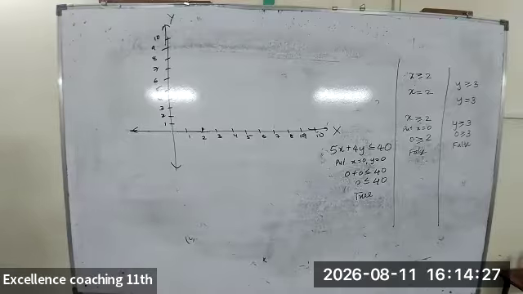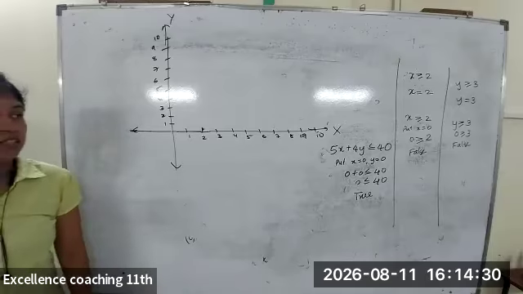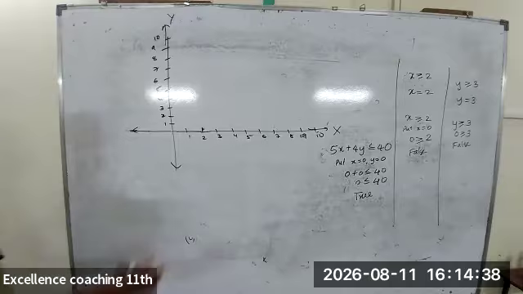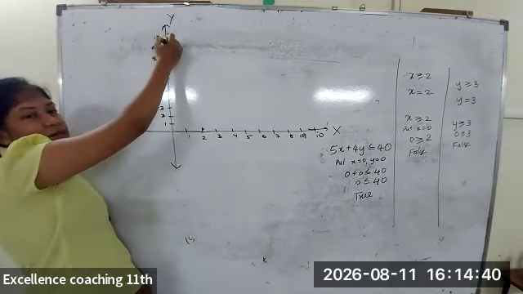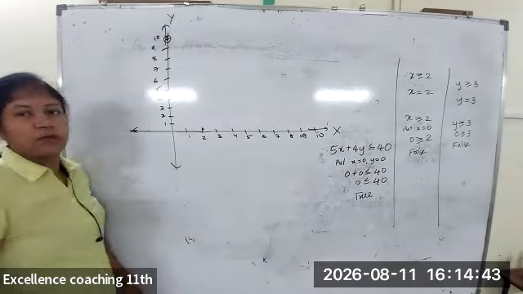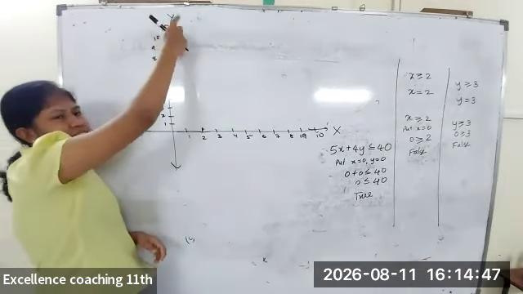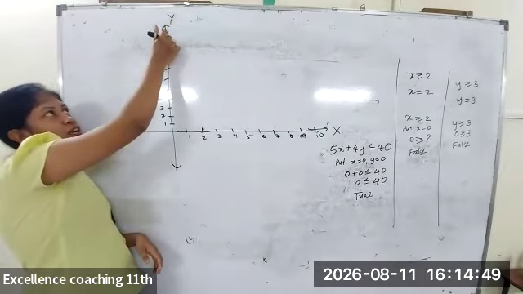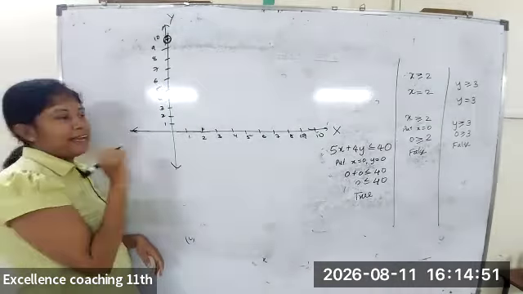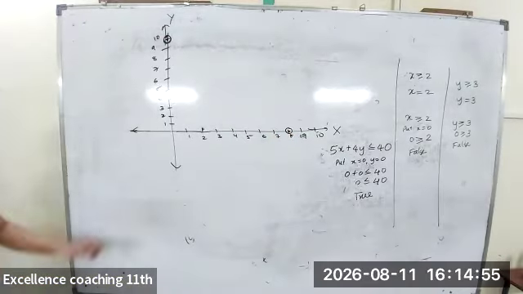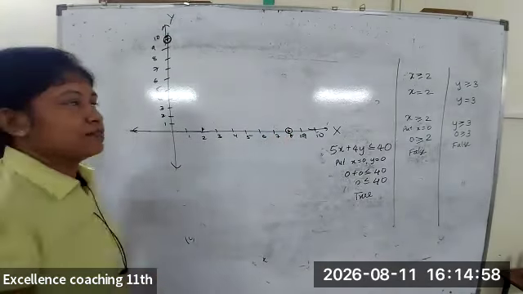Those who know how to plot points can plot the first line's points. The first point was what? 0, 10. 0, 10 means on the y-axis, no? This point. No need to write it as 0, 10, directly put a dot. And the other one is 8, 0. 8 means on the x-axis. Now join these 2 points.